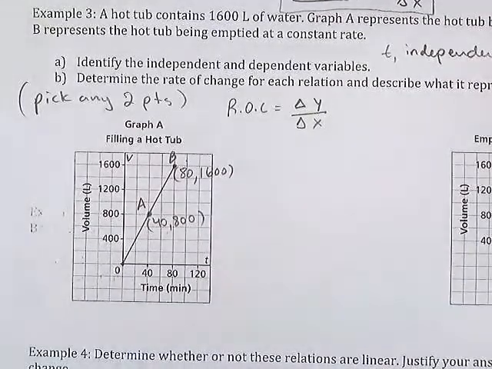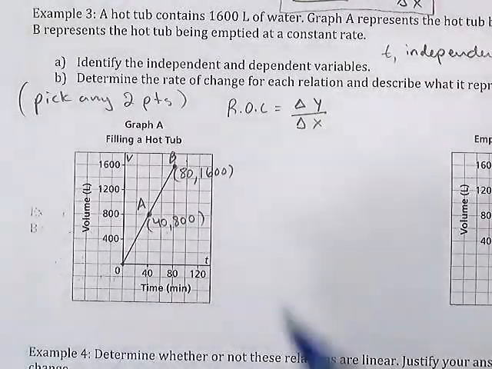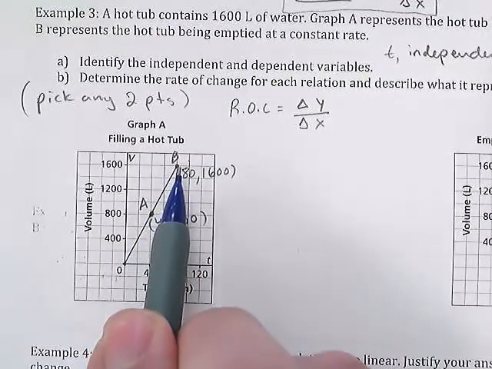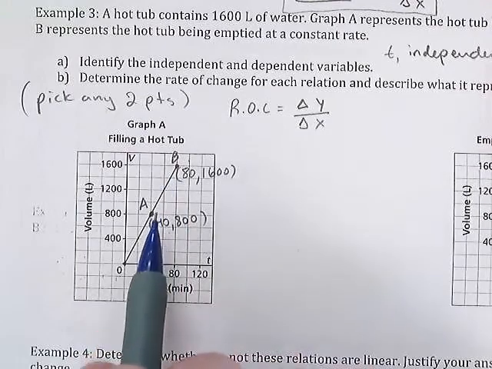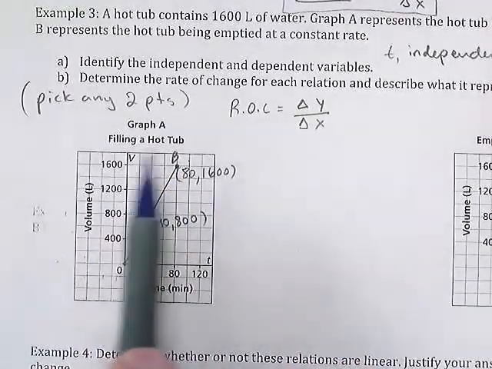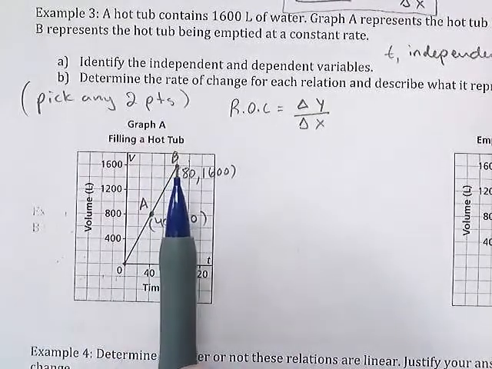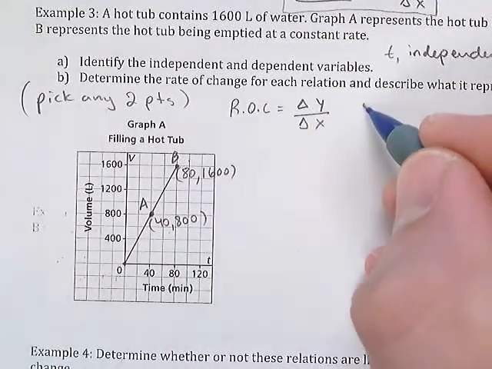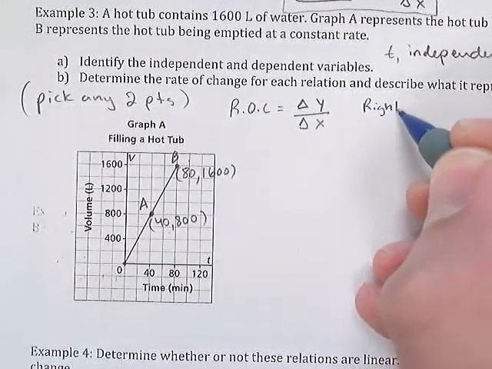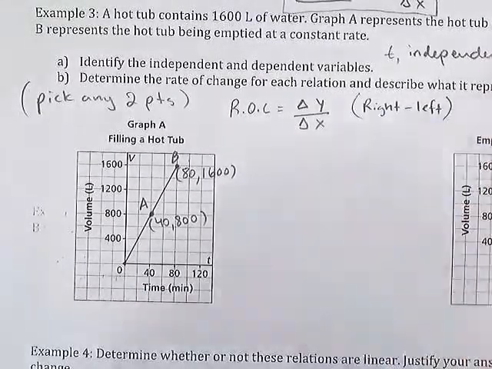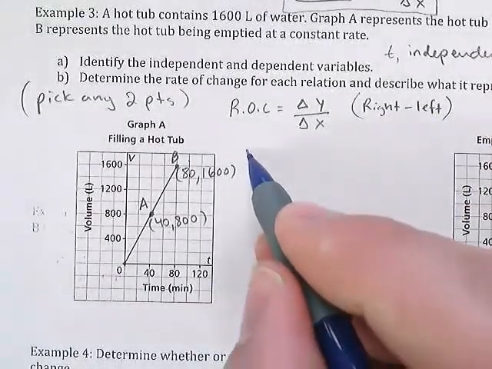And what I need you to understand here is that we're always going to take the rightmost point and subtract the left point from the right. Okay, so if you look, this one is to the right, this one is to the left. So we're always going to go right minus left when we do the math, to be consistent. Okay, so rate of change.